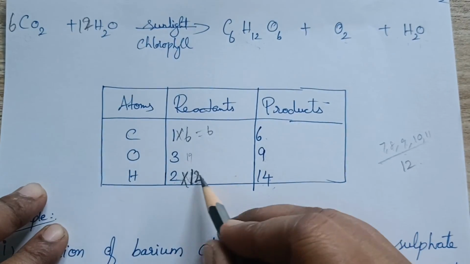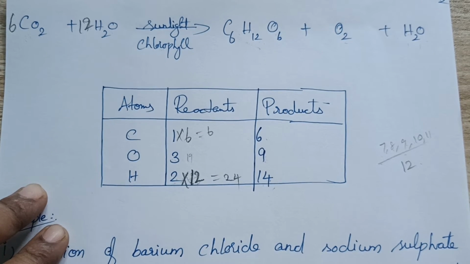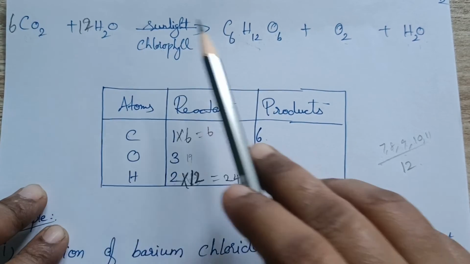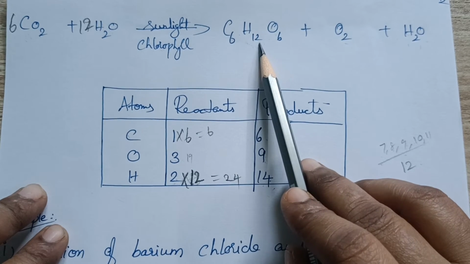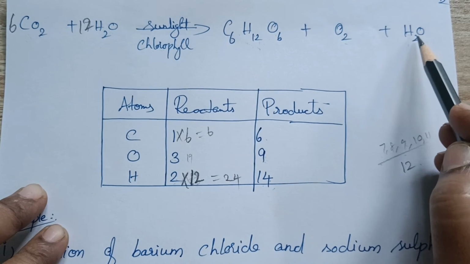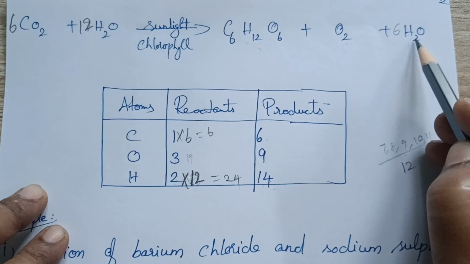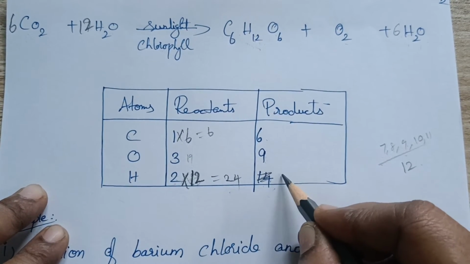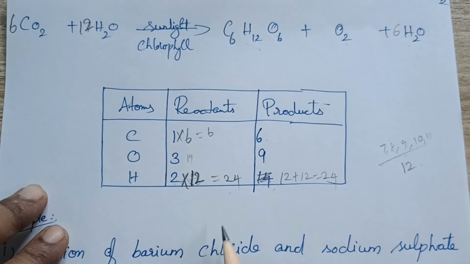here, this hydrogen becomes 24. Already we have 6 carbon here, we should not change this part. Already 12 hydrogen is here, so to make it 24 we put 6 on the other side: 6 gives 12 hydrogen, here also 12, 12 plus 12 is 24. What about oxygen?